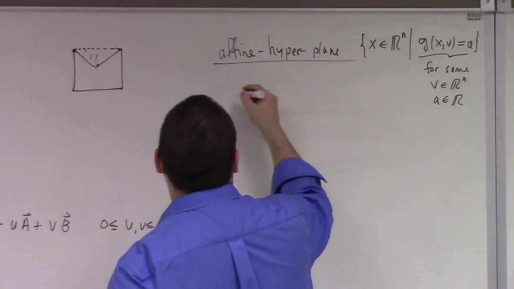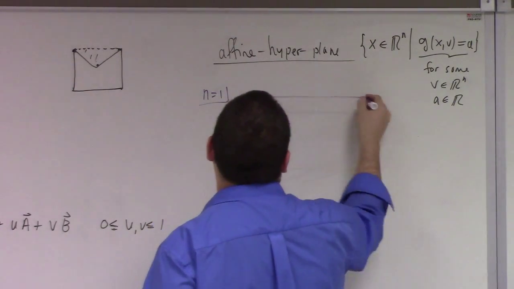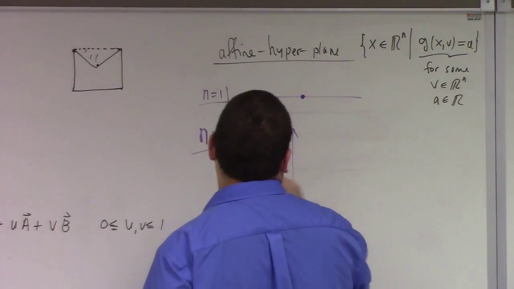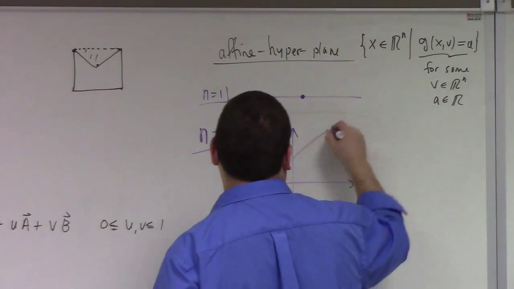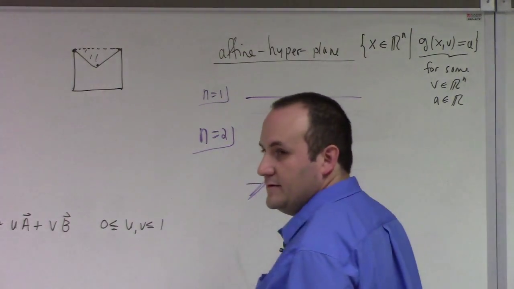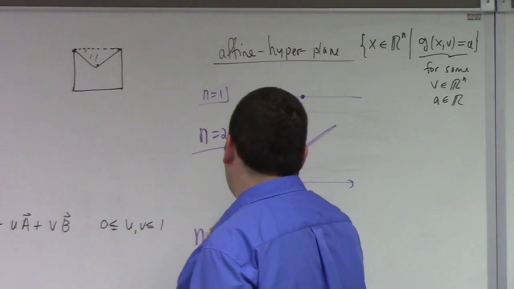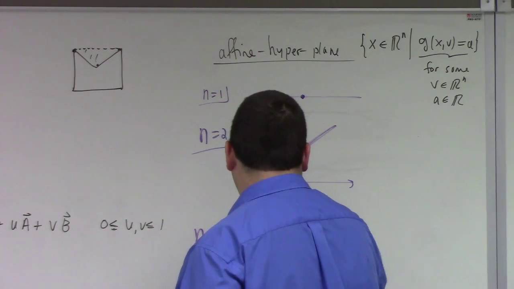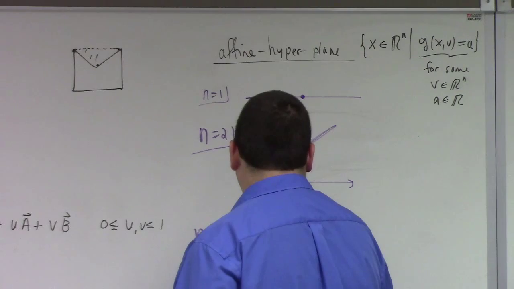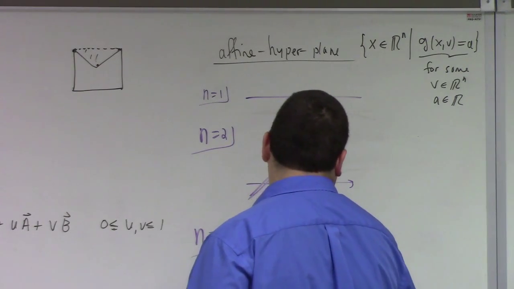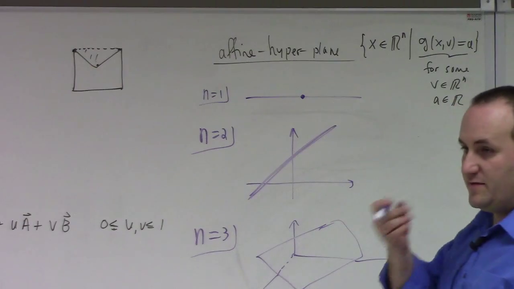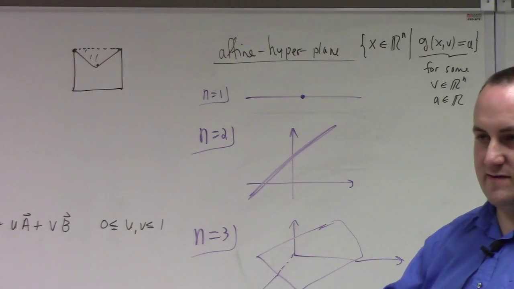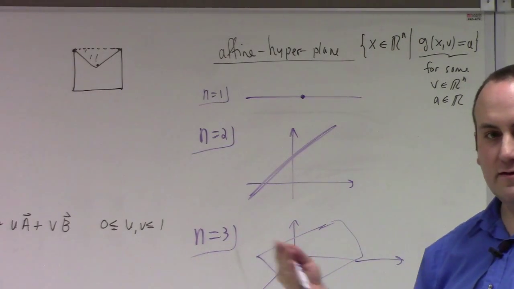So, again, for n equals 1, it's just a point. For n equals 2, the reason for affine is just that it doesn't have to be a line through the origin. It can be any old line. For n equals 3, you're looking at planes for your affine hyperplanes, right? N equals 4, it's a 3-dimensional space. The point is these affine hyperplanes divide the ambient Rn into 2 pieces, above and below, one side or the other.